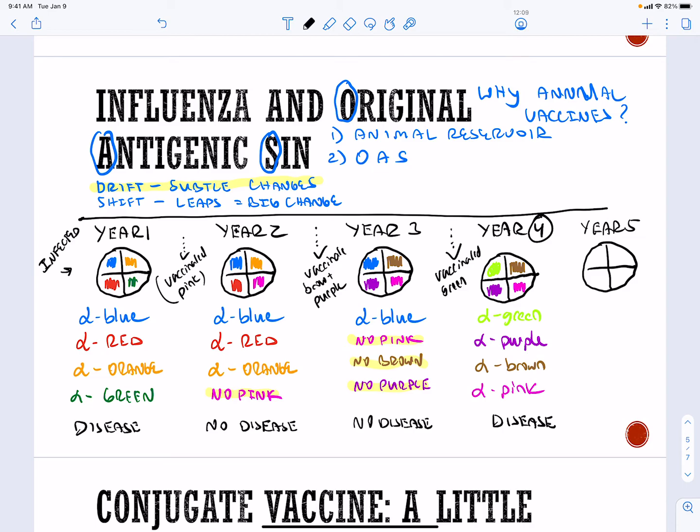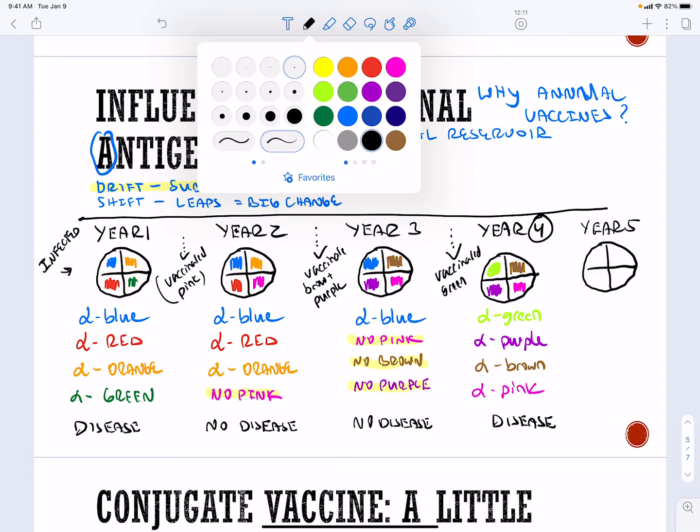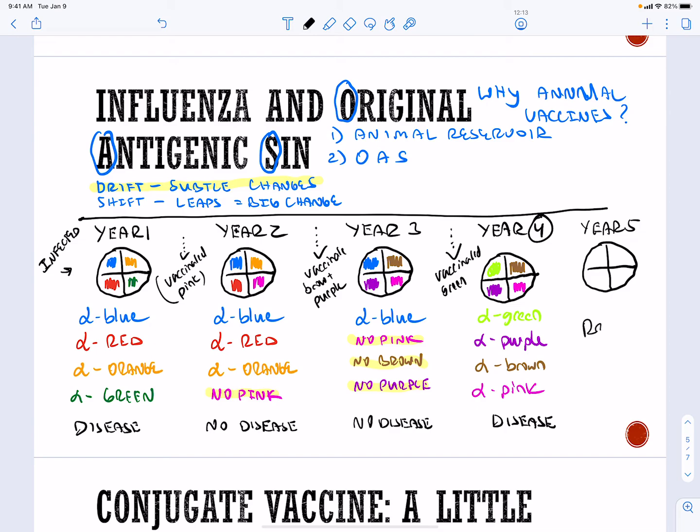And then now in year 5, you'll kind of reset. I'm not going to draw it out, but this is kind of a reset. And you have your immune response depending on the variant. Is it protective? Is it not protective? Does the vaccine have to fill in another gap, etc.?